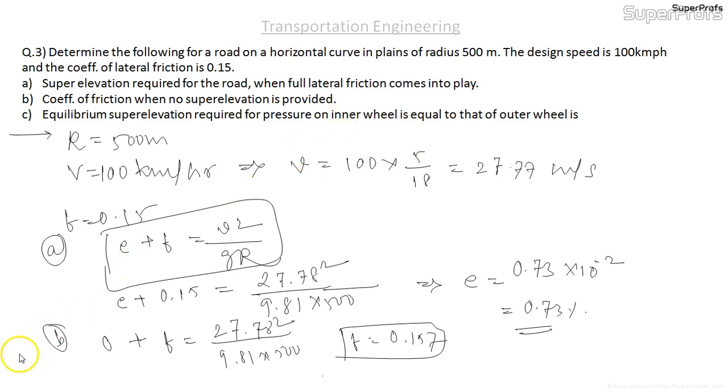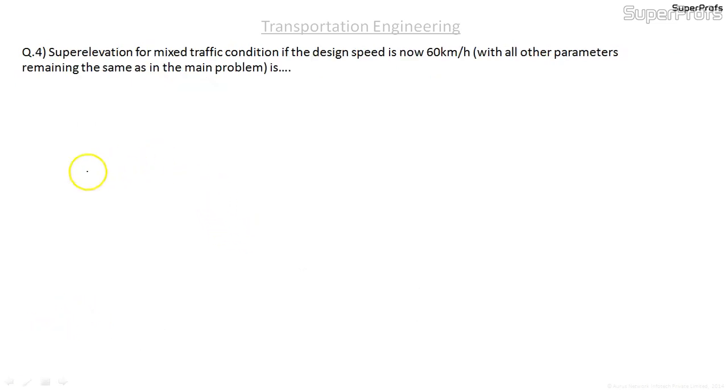Okay, guys. So the next question is super elevation for mixed traffic condition if the design speed is 60 kilometers per hour with other parameters remaining the same as in the main problem. So it is just that V is given to be 60 kilometers per hour, which is equal to 16.67 meters per second, and they are asking what is E.